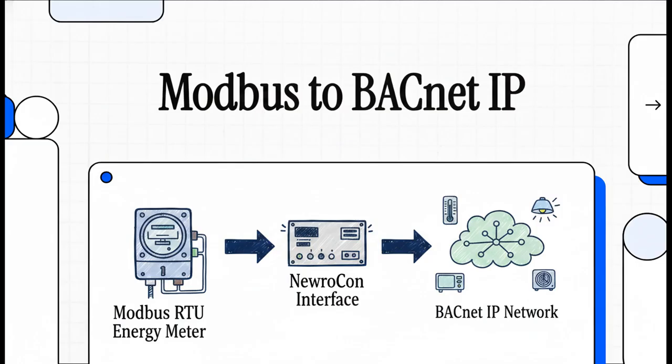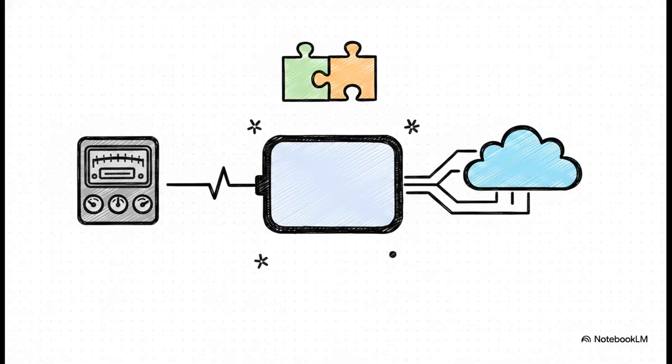Let's get to it. So, before we jump into the actual software interface, it's really vital to understand the fundamental translation job our gateway is actually doing here. On one side, we've got ModbusRTU. This is your field device level, utilizing older but super reliable serial data.